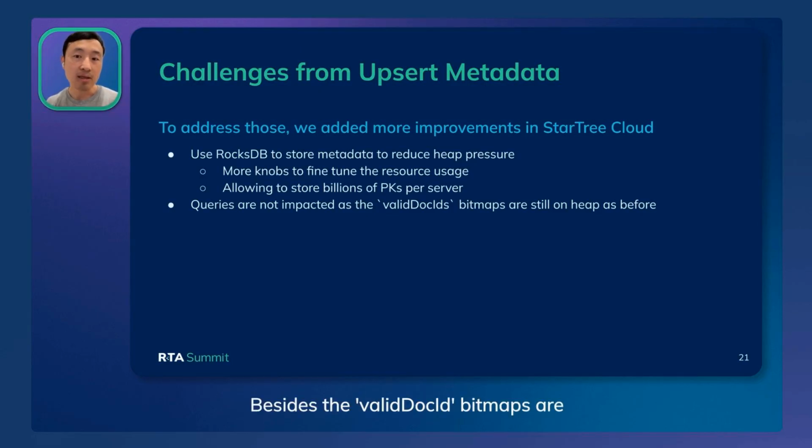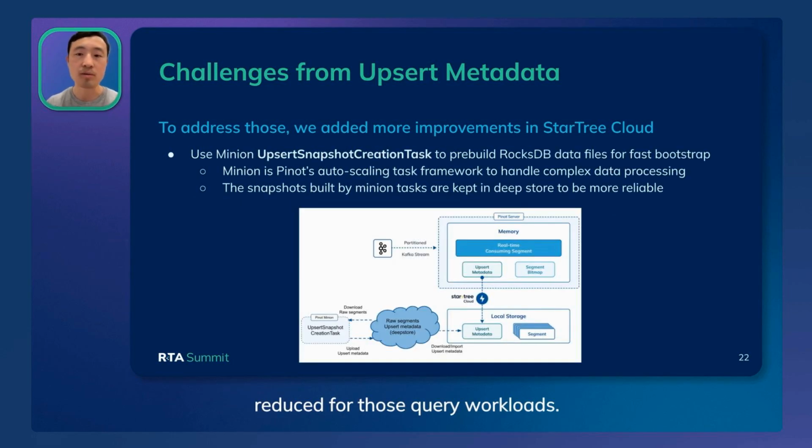Besides, the validDocId bitmaps are still kept on heap, which means the query performance is not really impacted by the choice of the metadata store. And by offloading the metadata off heap, the query performance can sometimes be improved because the pressure is reduced for those query workloads.